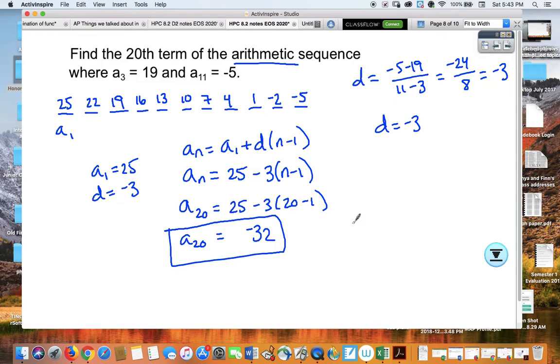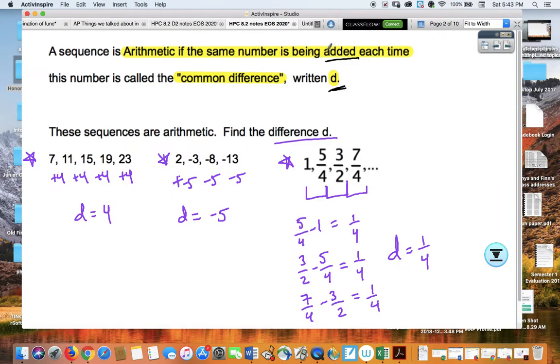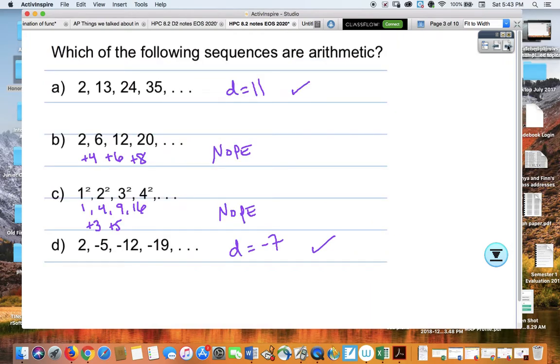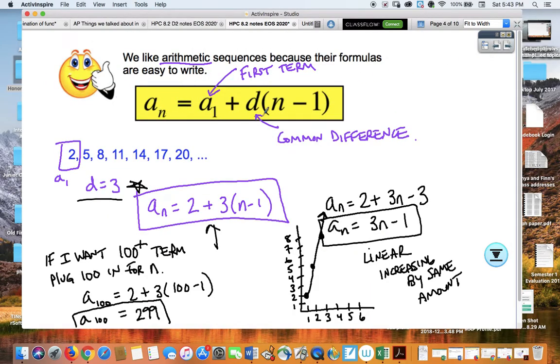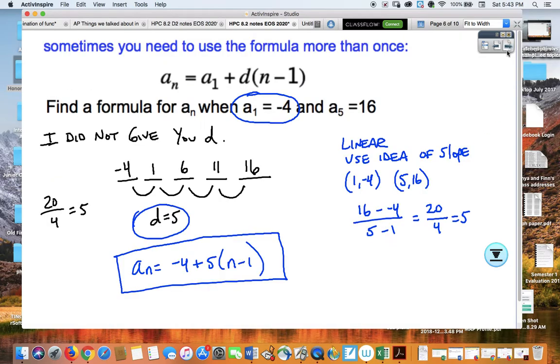Okay? So, just as a little recap, arithmetic means that you are adding the same thing each time. That's what the d is, the common difference. If you know something is arithmetic, here's your formula. You can use that formula to find any term you want. Remember, this is linear. If it's arithmetic, it's linear. So you can use that idea of slope to find the common difference if you want. Or you can find it other ways. I don't care which way you go about solving these. I just think it's to your benefit to figure out the fastest way possible.